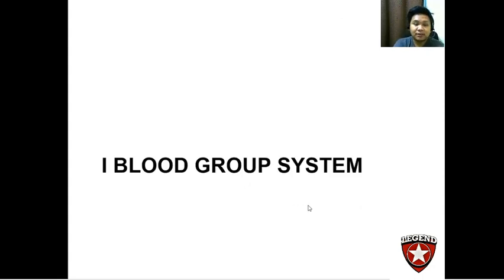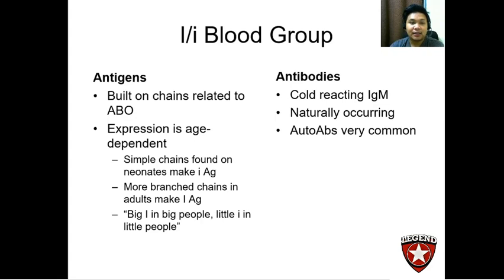The next blood group system is your I blood group. The antigens of your I blood group are built on chains related to your ABO, and the expression is age dependent. Neonates produce small i antigen. Then as we grow older, we produce more capital I antigen. So remember, big I in big people, little i in little people. Antibodies are cold reacting IgM. They are naturally occurring, and some autoantibodies have specificities for the antigens belonging to this blood group.